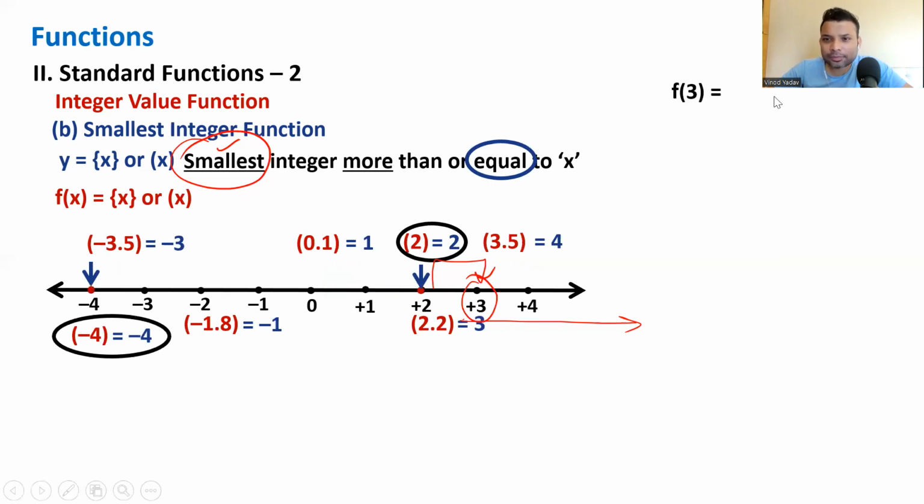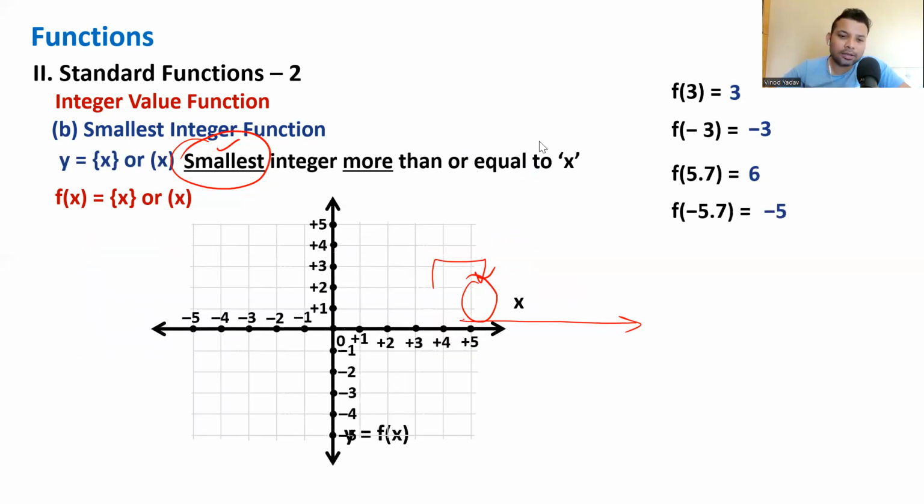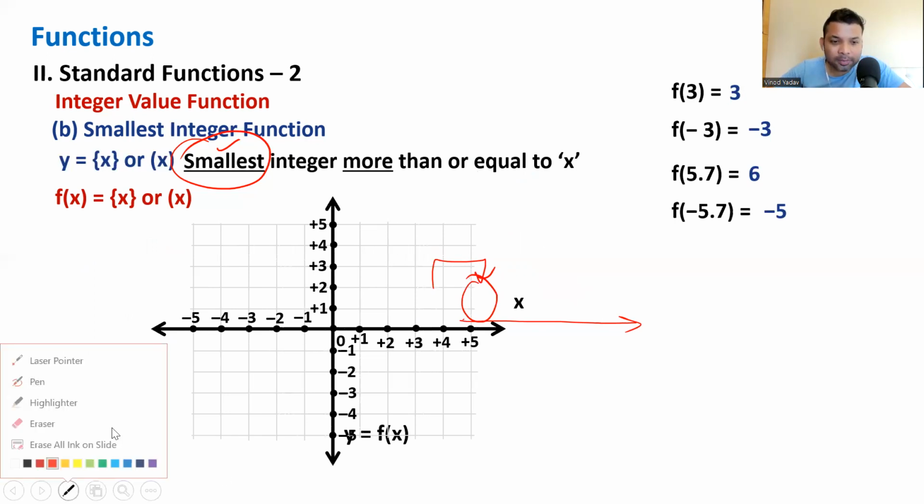Okay. Let's practice it once more. f of 3 will be 3, minus 3 will be minus 3 only, because these are integers. 5.7, the integer to the right side of 5.7, that is 6, isn't it? Minus 5.7, right side, minus 5. Correct. And the graph will also be a similar one.